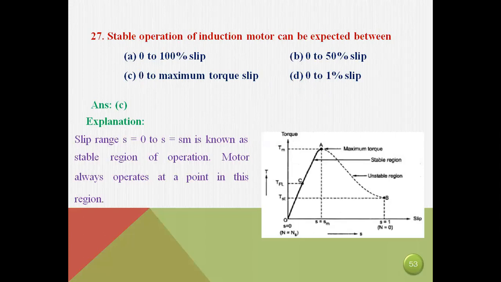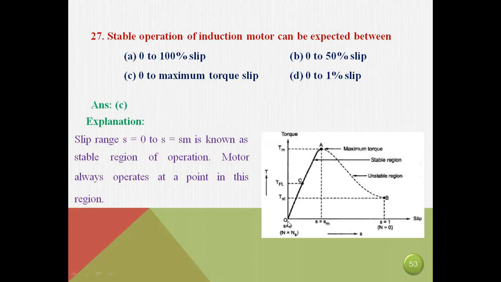Now, stable operation of the induction motor can be expected between where? We are taking that from 0 to S equal to Sm. That is nothing but the point where you will get the maximum torque.